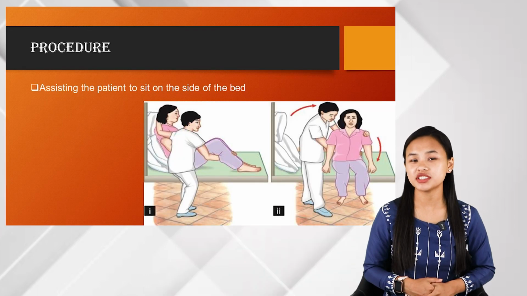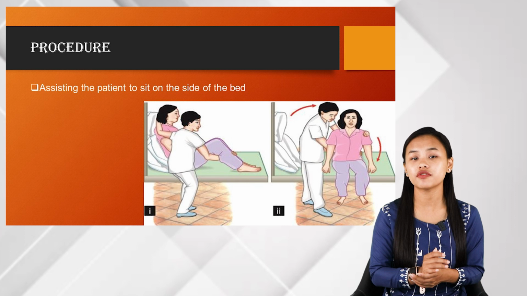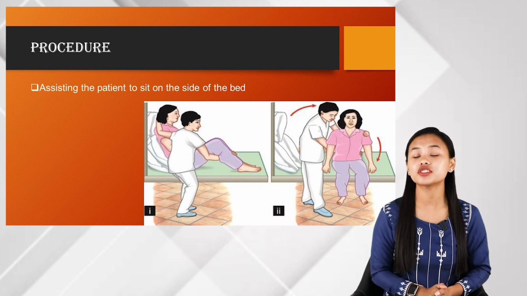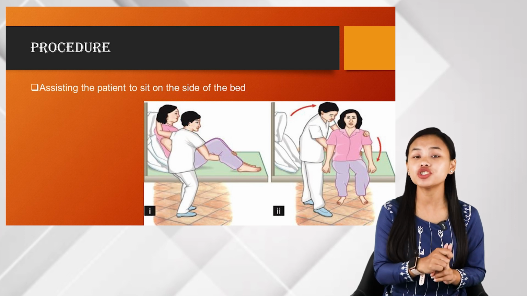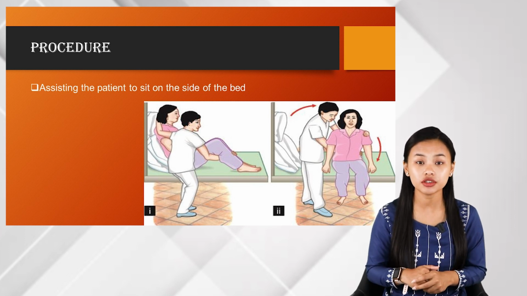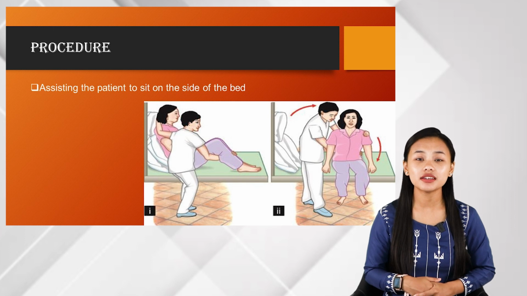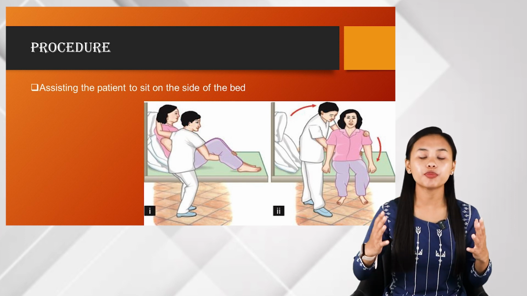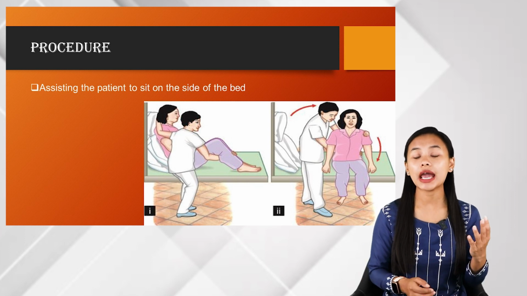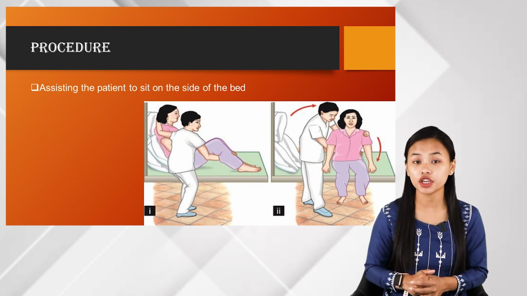And when you need to assist the patient to sit on the side of the bed, then again you must first wash your hands and dry them, and then you must make sure that the patient is in a supine position. You must flex the knee. You must also flex the knee of the left leg gently. Support one of your hands on the shoulder and the other on the hip of the patient.